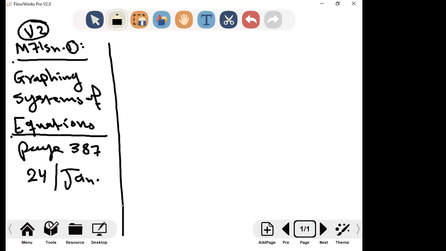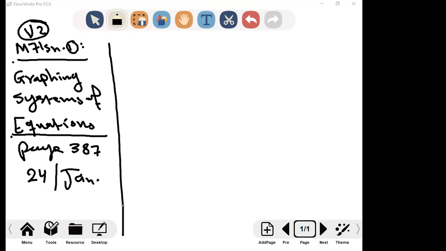Now we know how to graph equations, right? And we know how to graph inequalities, right? We took both of them. How to graph equations, how to graph inequalities, and mostly we use X and Y intercepts. Today we will graph a system of equations, meaning two equations or more. When I have two equations or more, I talk about a system of equations, okay?